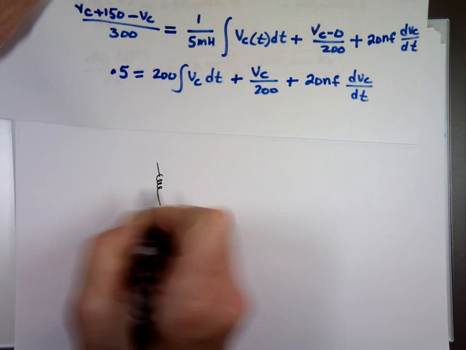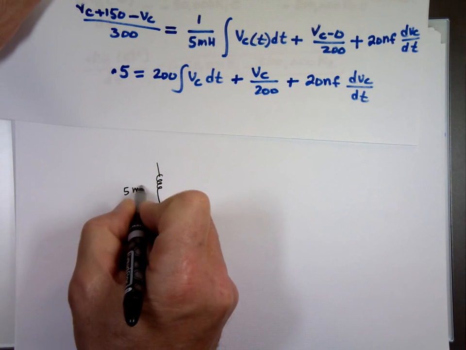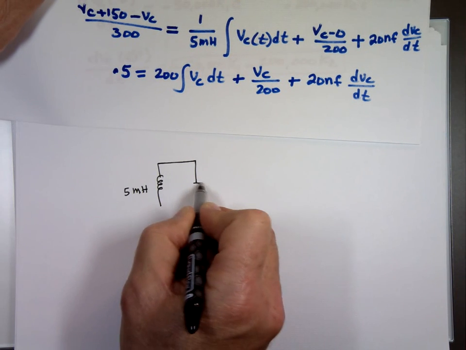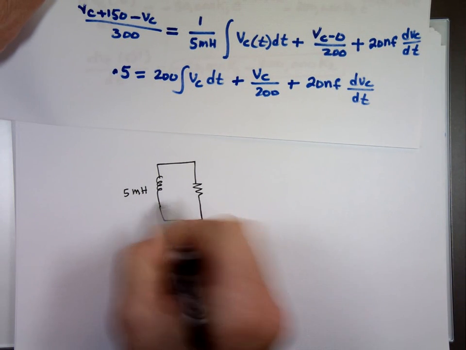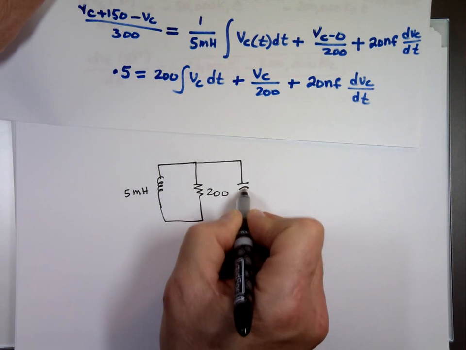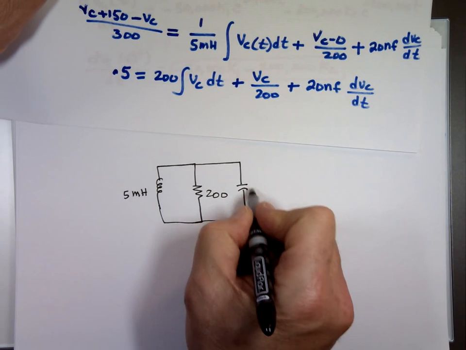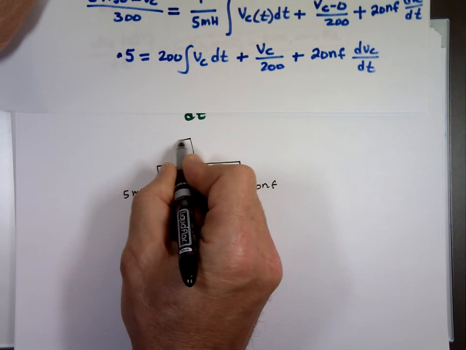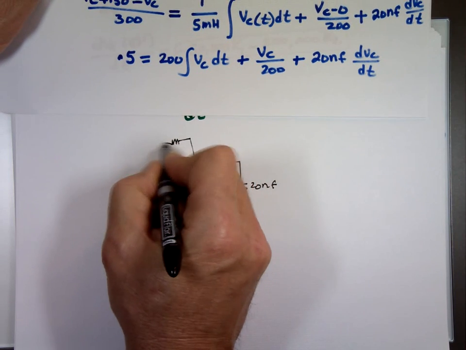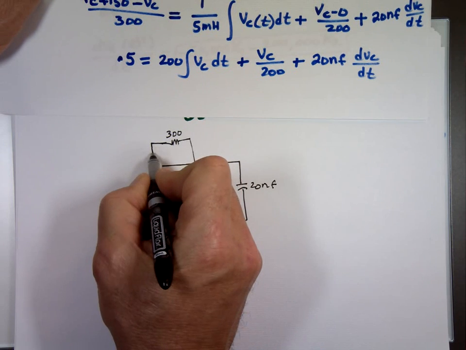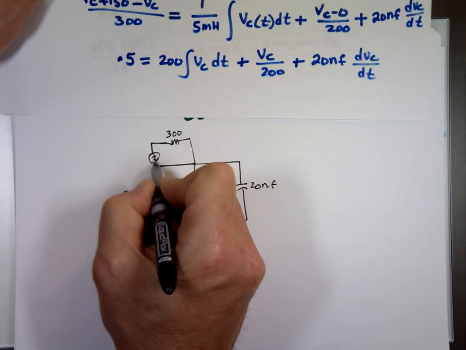Five millihenry, 200 ohm, 20 nanofarad, 300, 150.